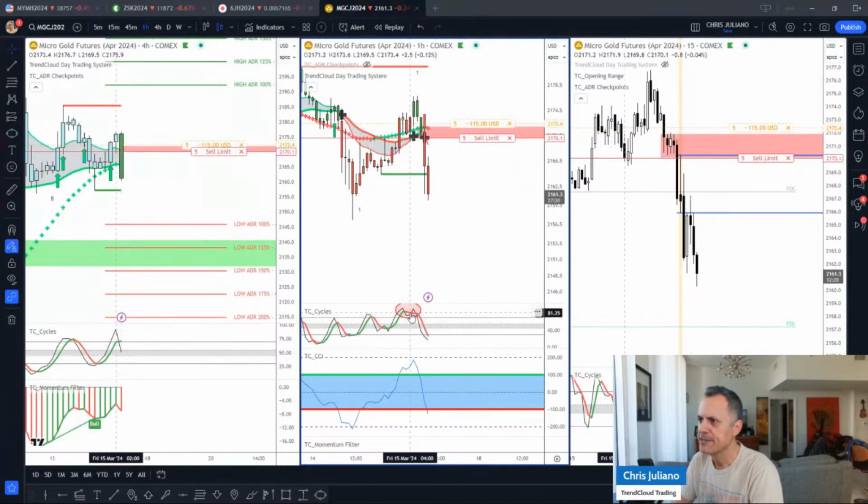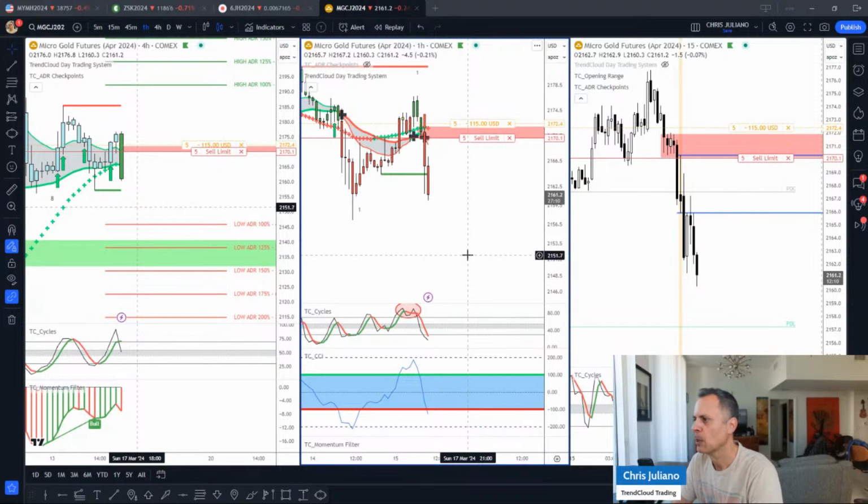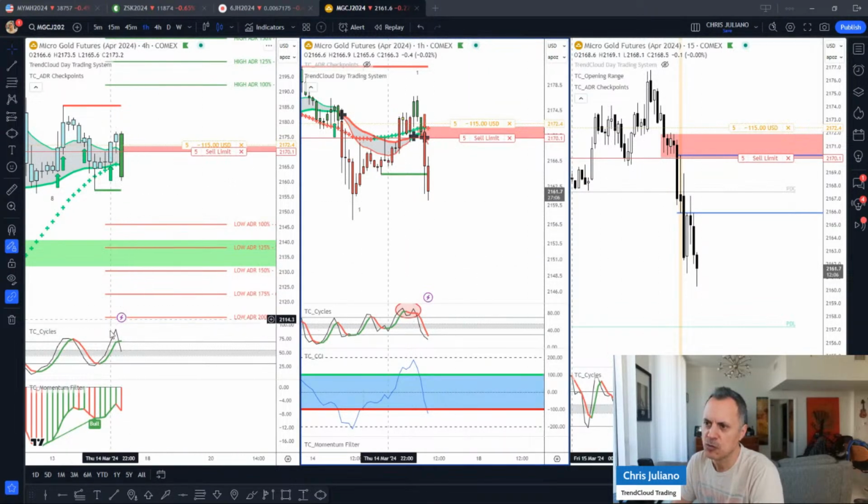Okay, you see that double cross? It crossed below, crossed back above, crossed below again. So it's got 2 crosses to the downside and then whoosh. Here you have it here as well. Here's only one, right?